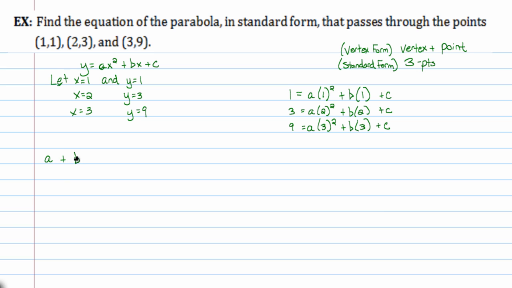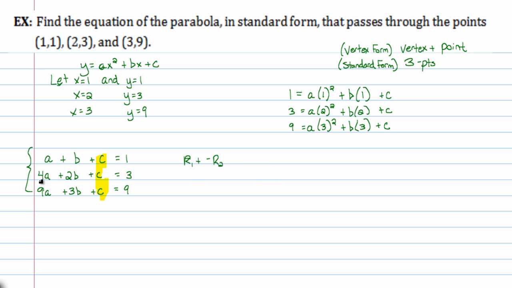1a plus 1b plus 1c is equal to 1. 4a plus 2b plus c is equal to 3. 9a plus 3b plus c is equal to 9. There's our 3 equations and 3 unknowns. And now we can start solving this system. And I'm going to choose to kill off the c variables here. That's my choice. So what I'll do is I'll take row 1 and add that to negative row 2.